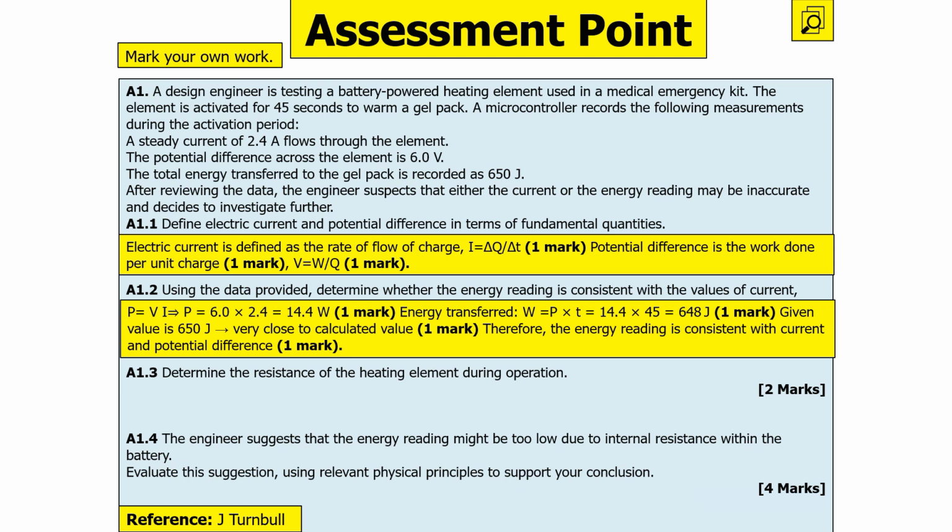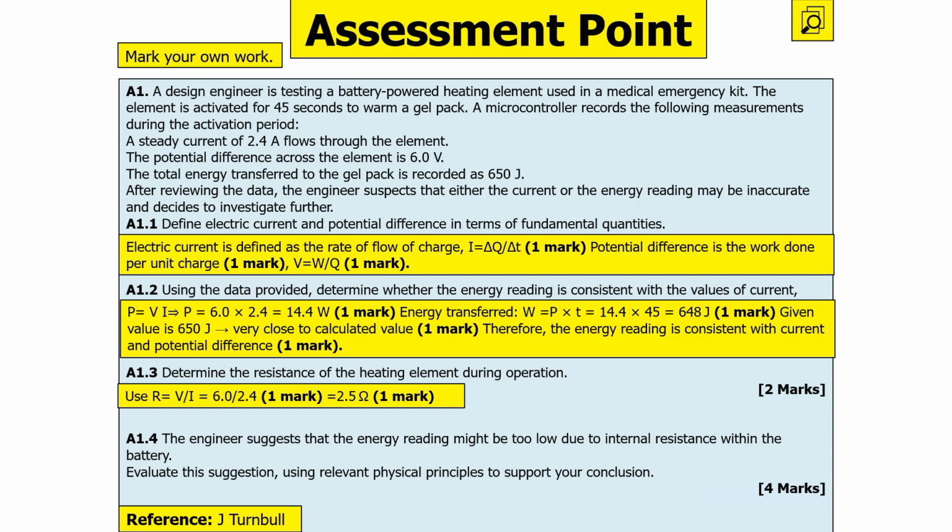Now energy transferred is power times by time, so it's going to be 14.4, what we just calculated, times by 45 seconds, so it's 648 joules. Now given that the value stated in the question is 650 joules, that's very close to the calculated value, indicating that yes, the energy reading is consistent with the current and the potential difference. In our next question, we know R equals V over I, so it's 6 over 2.4, so it's 2.5 ohms.